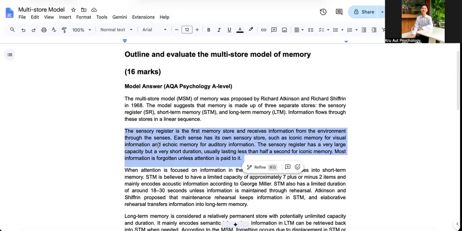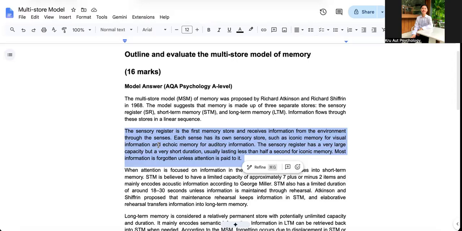The sensory register is the first memory store and receives information from the environment through the senses. Each sense has its own sensory store, such as iconic memory for visual information and echoic memory for auditory information. The sensory register has a very large capacity, but a very short duration, usually lasting less than half a second for iconic memory. Most information is forgotten unless attention is paid to it.